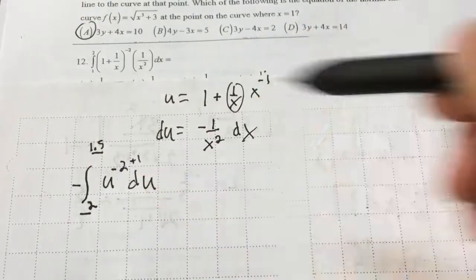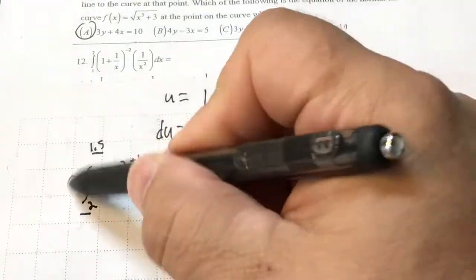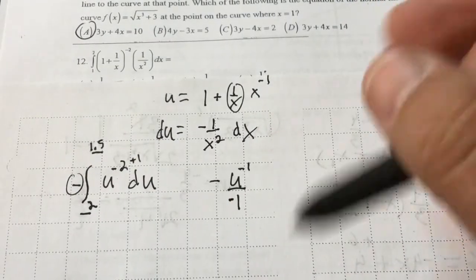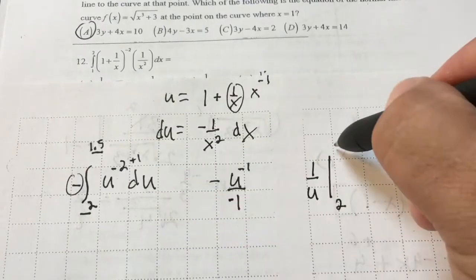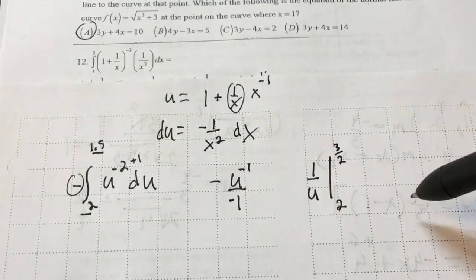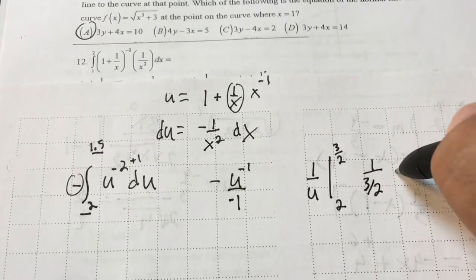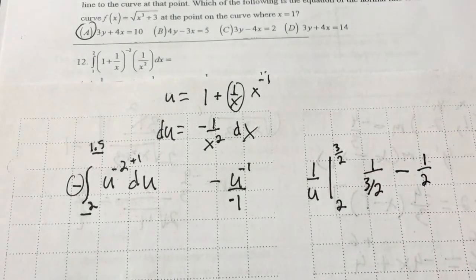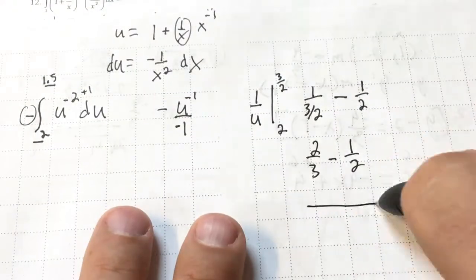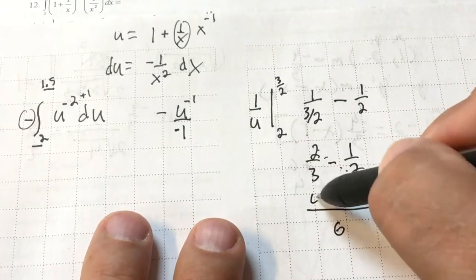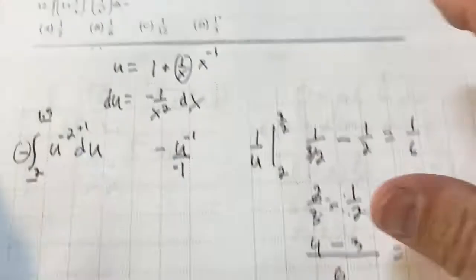So for the antiderivative, I add 1 to the exponent, so it's going to give me u to the negative 1. Then I divide by that negative 1. Don't forget I have a negative out front, so this is going to give me, when all is said and done, 1 over u, from 2 to 1.5, and you can rewrite 1.5 as 3/2. Now I'm going to plug that in. So 1 over 3/2 is the same as 2/3, minus 1 over 2. That's going to give me 2/3 minus 1/2. 6 on the bottom, 4 minus 3. This equals 1/6. And it's choice B.